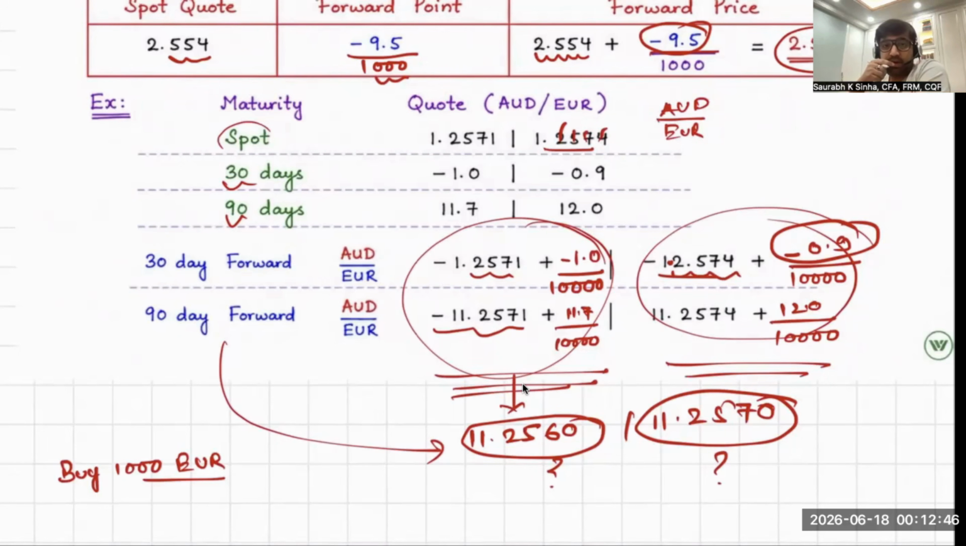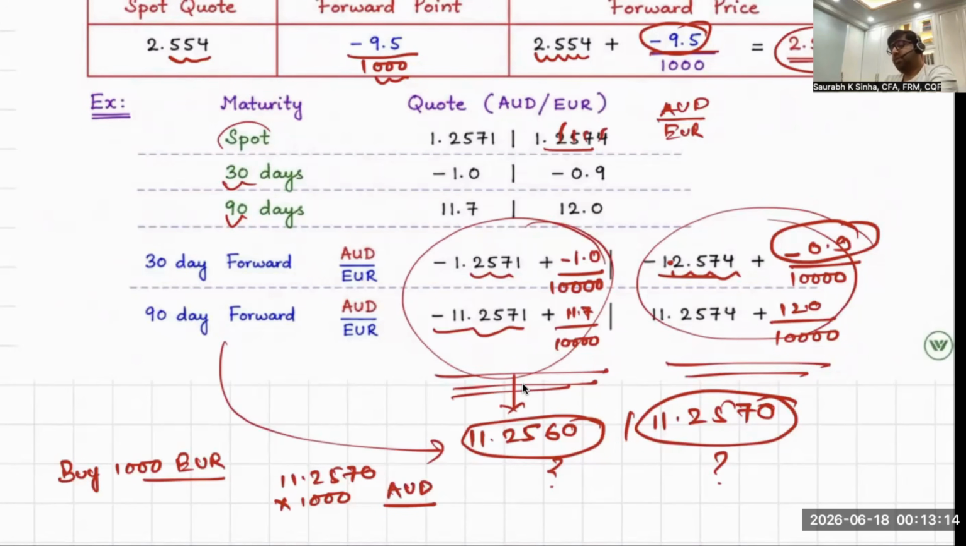The answer is simple: you'll always get what? Losses in the dealer market. So if you're buying 1000 euro, then you need to pay a higher price, right? You need to sell more AUDs. So you will do 11.2570 into what? 1000 and find out how many AUD you need to sell, right?